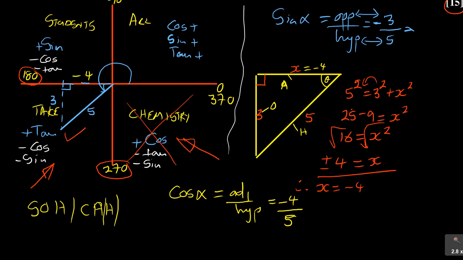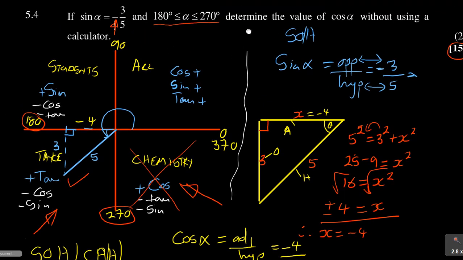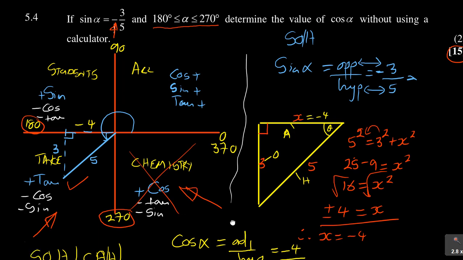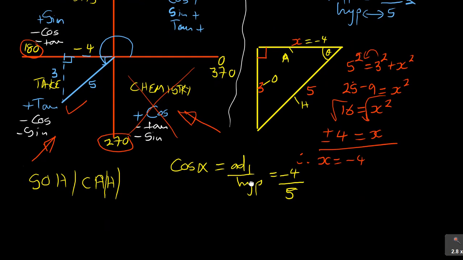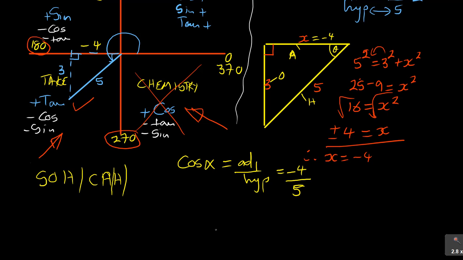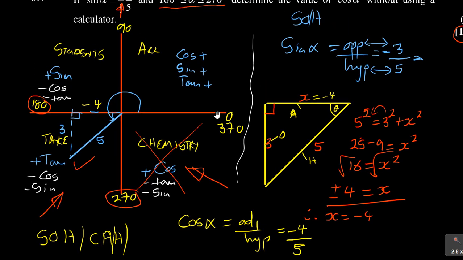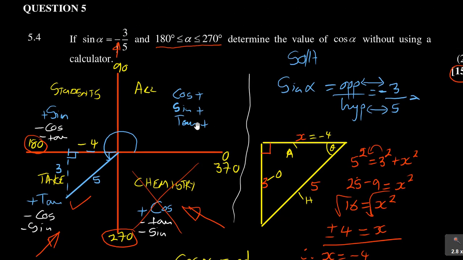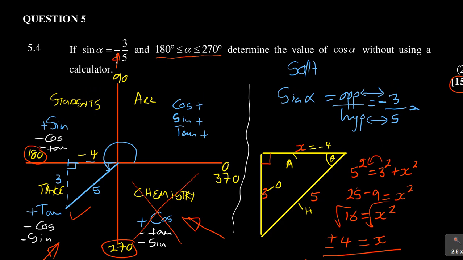So this question, which says determine the value of cos alpha without using a calculator, in this case cos alpha is equal to minus 4/5. So that is basically what they wanted you to do there. But you can try with a calculator.